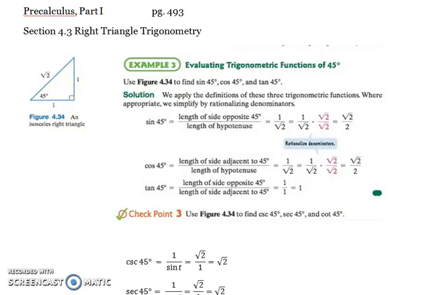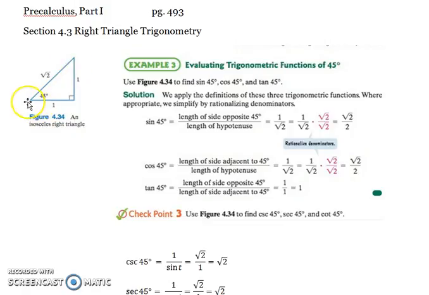This is Pre-Calculus, Part 1, Section 4.3, Right Triangle Trigonometry, on page 493, Example 3, Evaluating Trig Functions of 45 degrees. 45 comes right off the circle, from your unit circle. That's where your x is 1 and your y is 1.